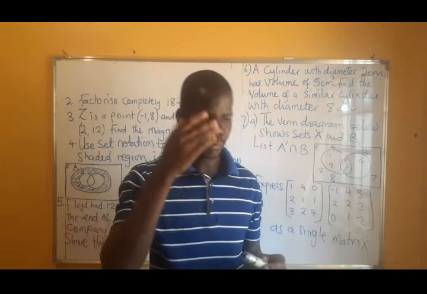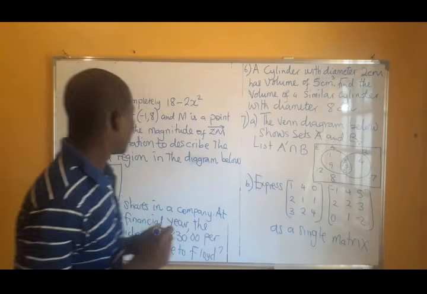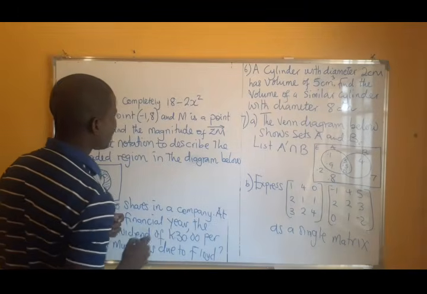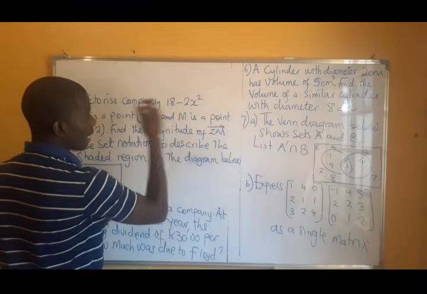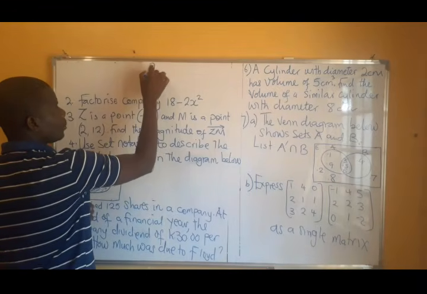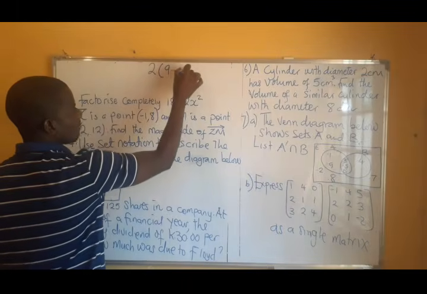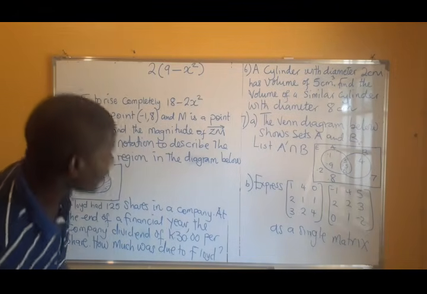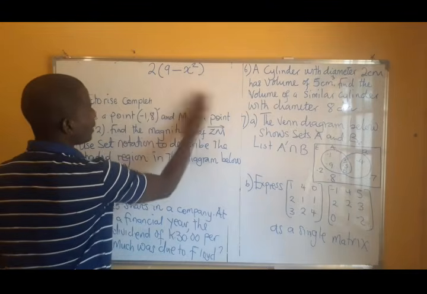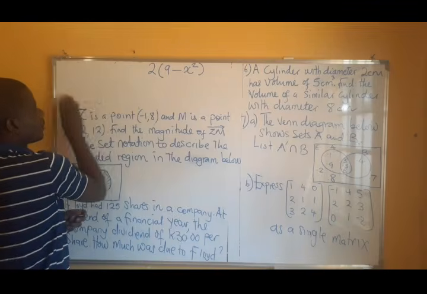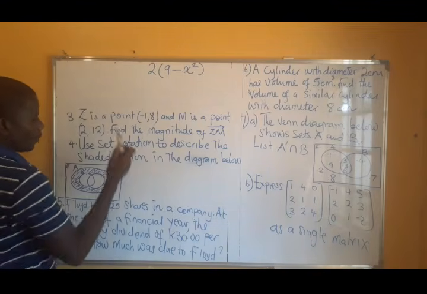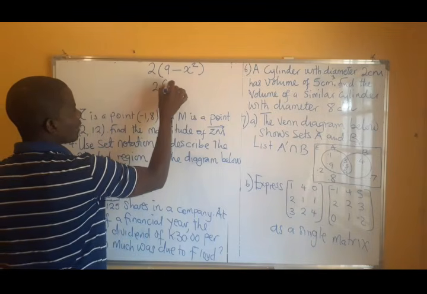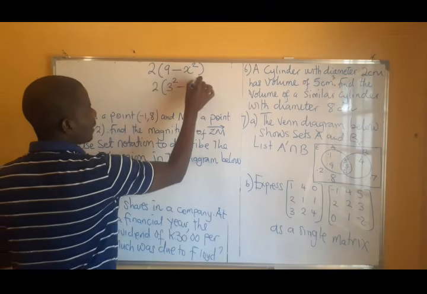How do we factorize this one? As you may know, we looked at 4 types of factorization. Here we can start with the common factor method. What is the highest common number that can go into 2 and 18? It's 2 itself. We are going to remain with 9 minus x squared. When we reach this point, I'm sure you realize that we can go to another method of factorization, which is a difference of 2 squares, where we're going to rewrite this 9 as 3 squared and the x squared.